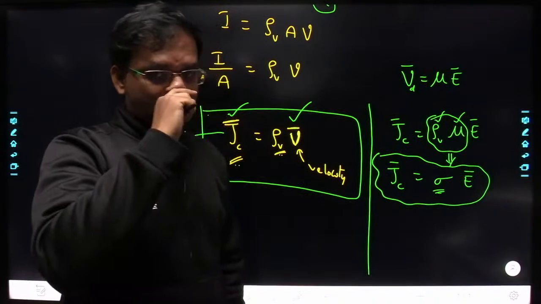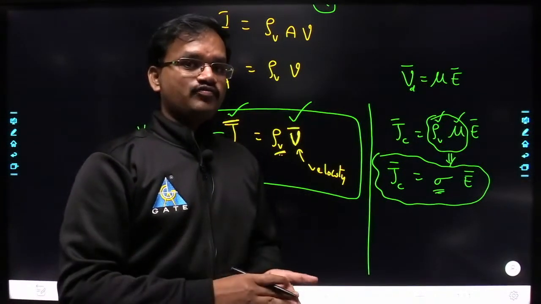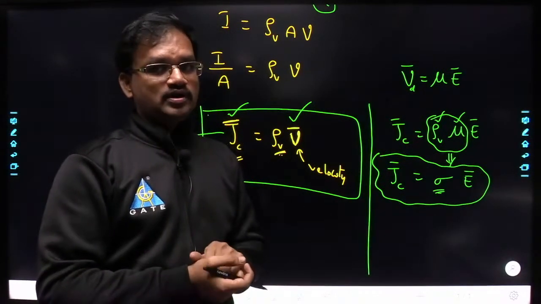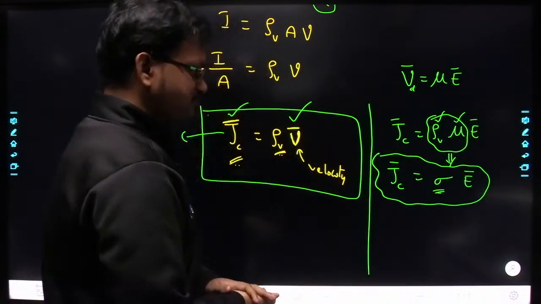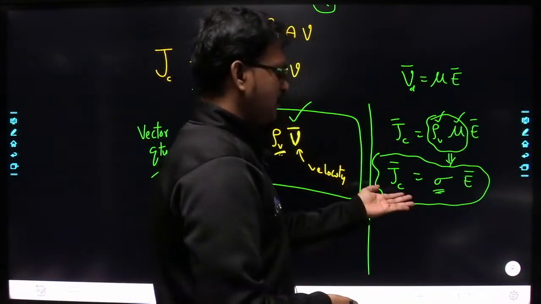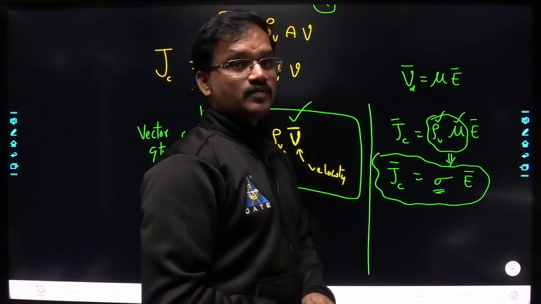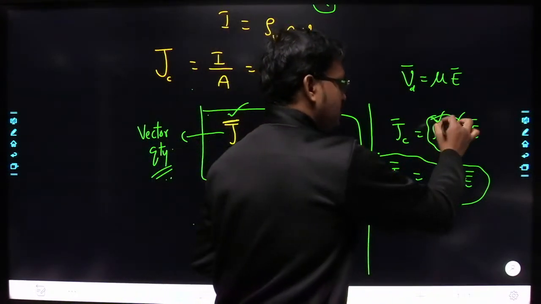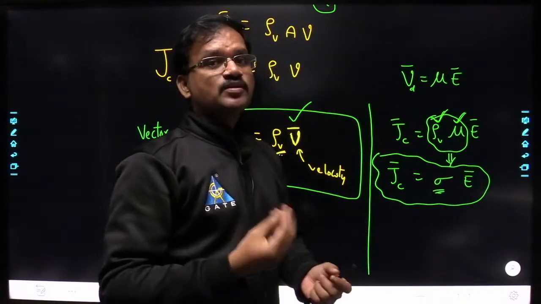Understood? If you consider a semiconductor, for electrons the mobility will be more when compared to protons. In that manner we can determine the conduction current density. So JC is equal to sigma into E bar. For any conducting material, this volume charge density and the mobility of charge carriers will be constant. It depends upon the material.